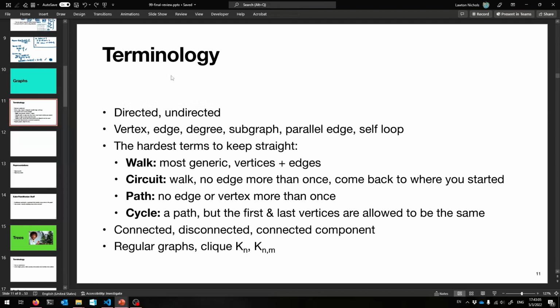So terminology for graphs, let's remember what they are. So you can have directed or undirected graphs. So you got your nodes, your vertices, your edges. Here is a directed graph where your edges have sources and targets. So you can go in this direction. You can have self-loops. This is a directed graph. There are arrows going here.